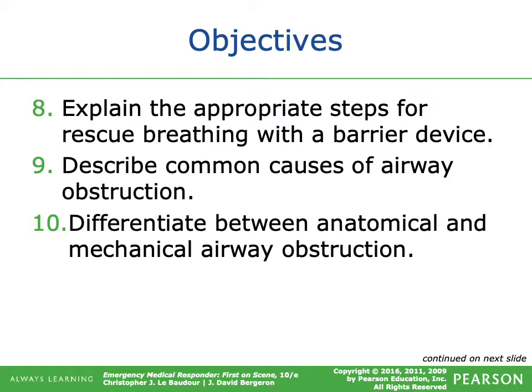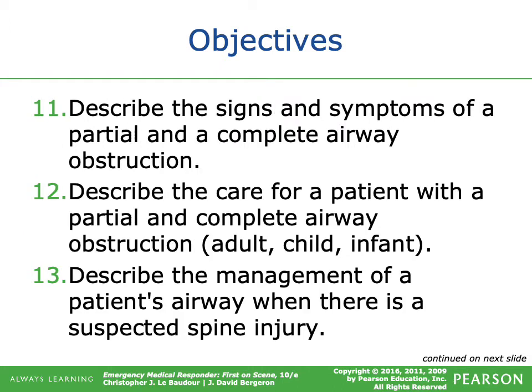Explain the appropriate steps for rescue breathing with a barrier device. Describe common causes of airway obstruction. Differentiate between anatomical and mechanical airway obstruction. Describe the signs and symptoms of a partial and complete airway obstruction. Describe the care for a patient with a partial and complete airway obstruction. That's going to include adult, child, and infant. Describe the management of a patient's airway when there is a suspected spinal injury.